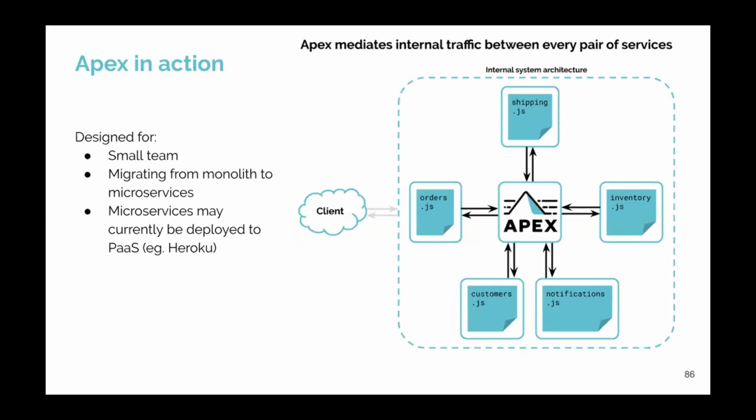Zooming out, the Apex architecture would look something like this. Requests would come into our system, and anytime 2 services need to communicate with one another, they communicate through Apex. So Apex becomes a central point, a critical point in the architecture. But every communication between services now goes through the central point. So we do have one place now where we can update network logic.